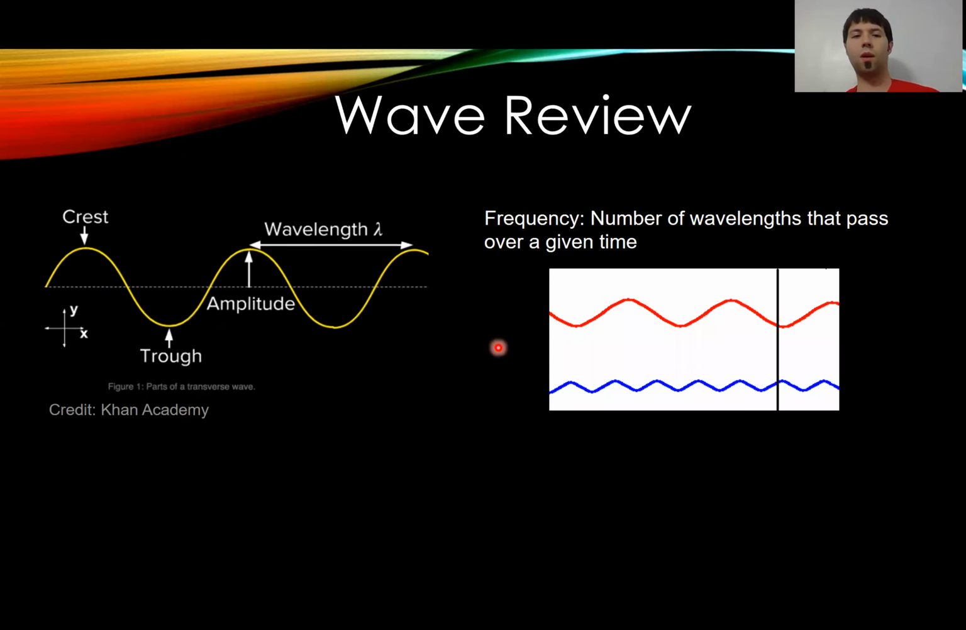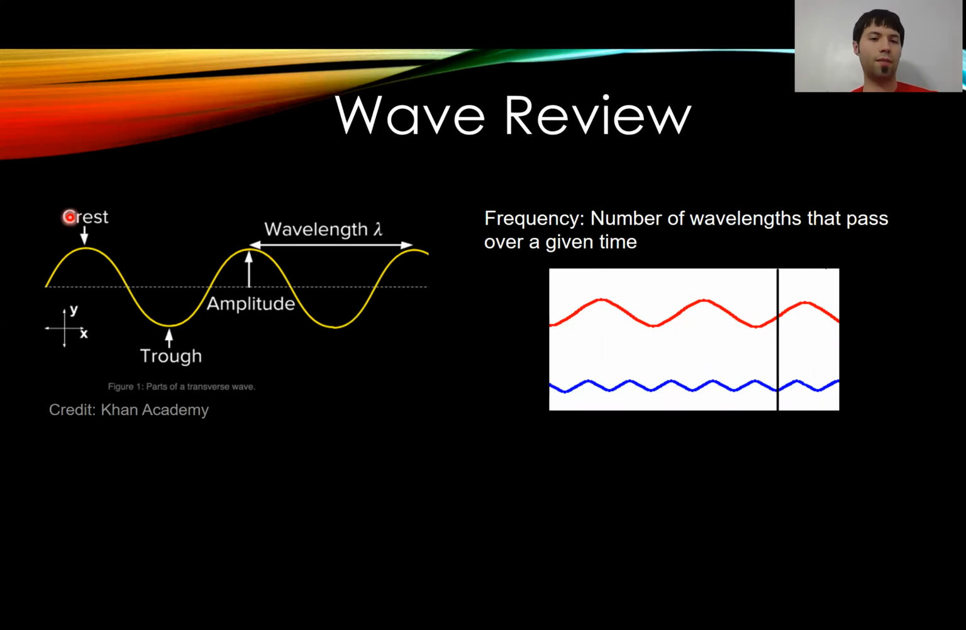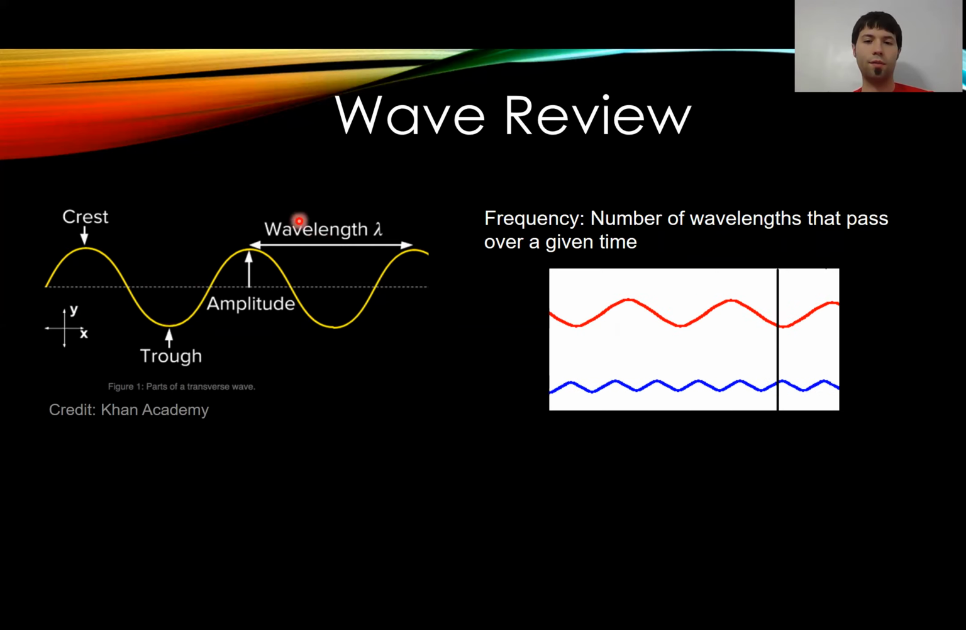So let's do a quick review about waves. On the left side here, you've got your basic wave diagram. The top of a wave is called the crest, the bottom is called the trough. The height of a wave, or you can even say the depth of a wave, is the amplitude. And the distance from crest to crest or from trough to trough is called the wavelength.